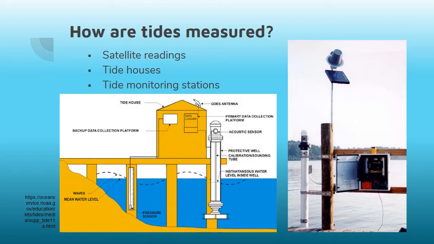So how are tides measured then? Tides are measured in a couple of different ways. So we have different satellite readings that can be done. And satellites typically just give measurements of high tide and low tide when they happen throughout the day. And that's how we can tell what type of tide we're seeing that day, and can help us to measure spring and neap tides as well. And then below there's a picture of what's called a tide house, which I recently learned about, which is really, really cool.